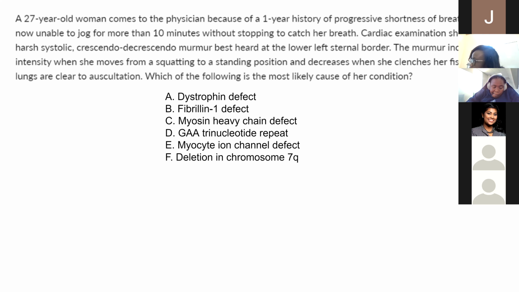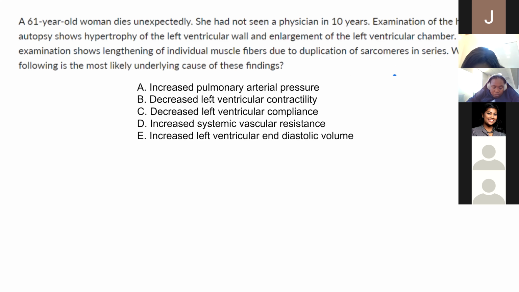These other ones, dystrophin is Duchenne. Yeah, Duchenne muscular dystrophy, again, not important. All these other ones weren't really important. I just put them there because I just put them there. So good job, guys. It is C.